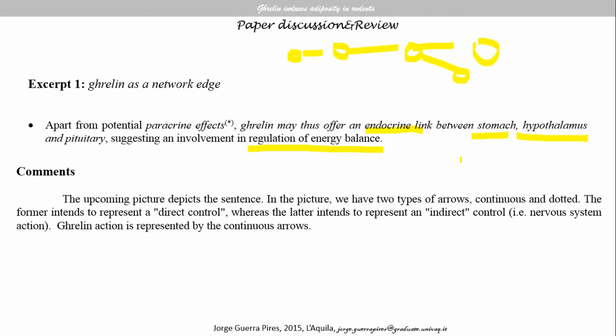So now we have the picture of this. The picture has two kinds of arrow, the continuous and the dotted one. The continuous one tells you that it's a direct connection, direct influence, and the dotted one is indirect. The direct one you can say has already been proven. The majority of the papers and books are going to tell you that it's true.